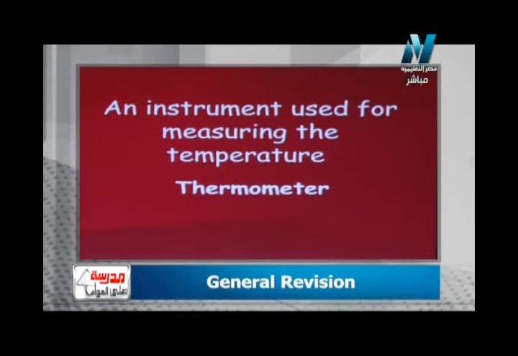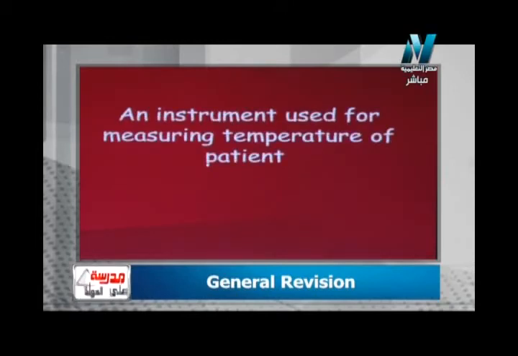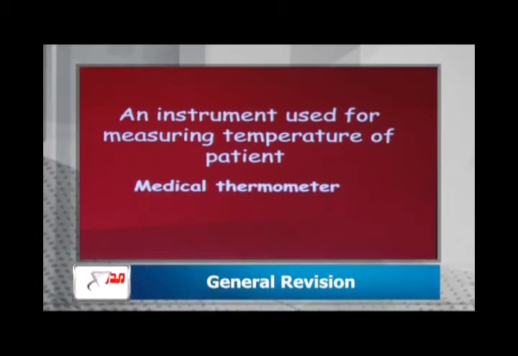And we have studied two types of thermometer which are Celsius thermometer and medical thermometer. Another question. An instrument used for measuring temperature of patient. This is a more specific question: a device that measures the temperature of a patient, درجة حرارة المريض. Surely it will be the medical thermometer, الترمومتر الطبي. So again, an instrument or a device used for measuring temperature of patient will be the medical thermometer.